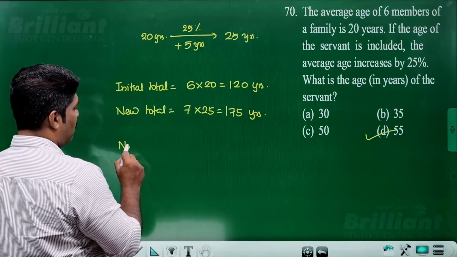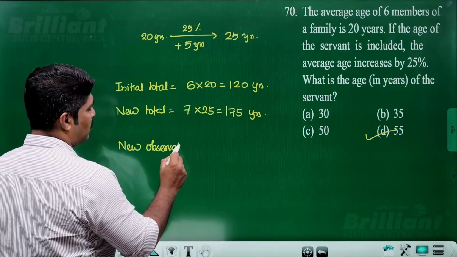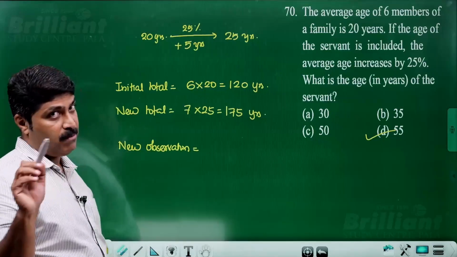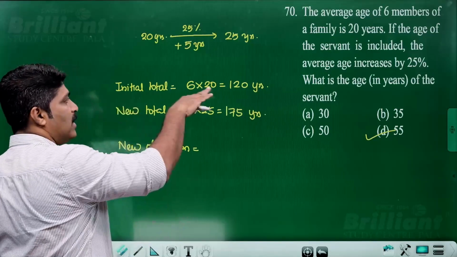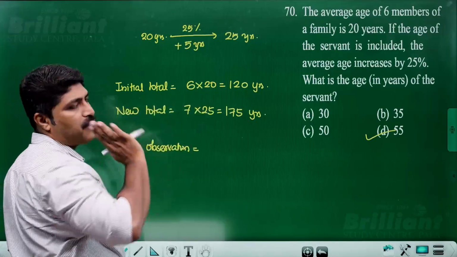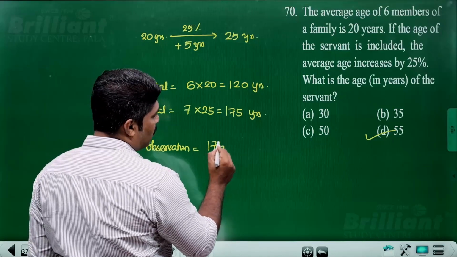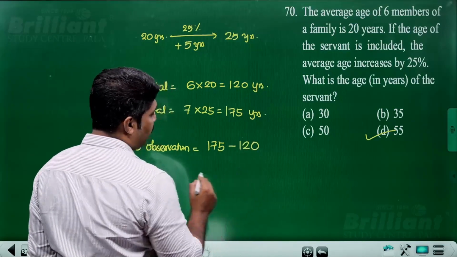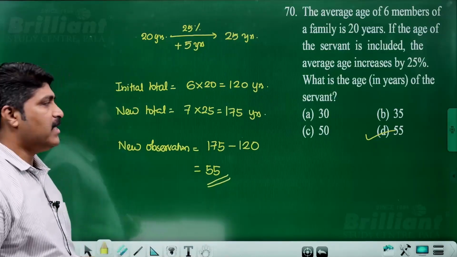So therefore, the new observation, that means the age of the new member. Here we are considering it in the normal way. That means the initial total of the observations, the new total of the observations, then the new observation is the new total minus the initial total. Finish. So that's also 55. Either way, you can get the answer.